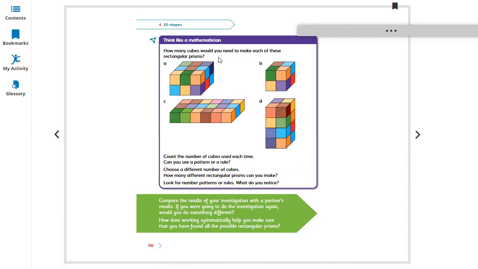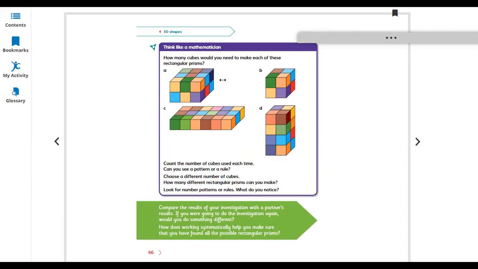How many cubes would you need to make each of these rectangular prisms? So you can count the cubes. This is one box equal to one cube. One, two, three, four, five, six. Six on the front. So 6 plus 6 plus 6, 18. There are 18 cubes. So we can write here 18. In C, 1, 2, 3, 4, 5, 6. 6 plus 6, 12, 12 plus 6, 18, also 18.